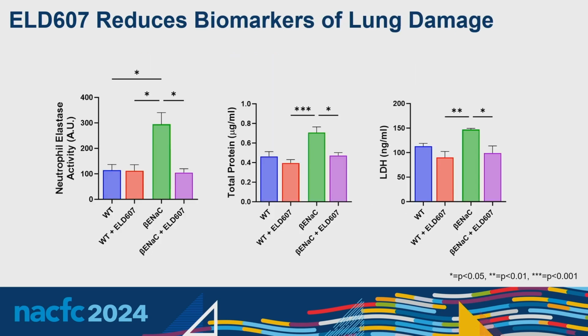Furthermore, we looked at biomarkers of lung damage that include neutrophil elastase, total protein, and lactate dehydrogenase that are elevated in our beta-ENaC mice. However, after treatment with ELD-607, we saw a reduction of these pro-inflammatory biomarkers for lung damage, and they were also reduced to levels that we see in wild-type mice as well.